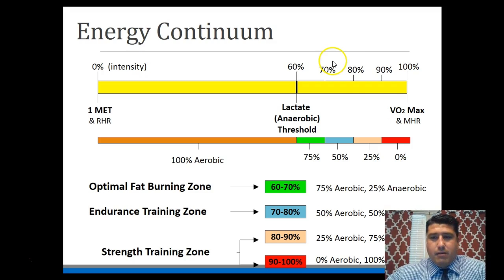Okay, so we have two ends of the spectrum. We have 0% intensity. We have 100% intensity, and then you have this point, almost right in the middle of the continuum, at 60% intensity. All right, this is known as the lactate or the anaerobic threshold. Okay, at this point, physical activity starts to become uncomfortable.